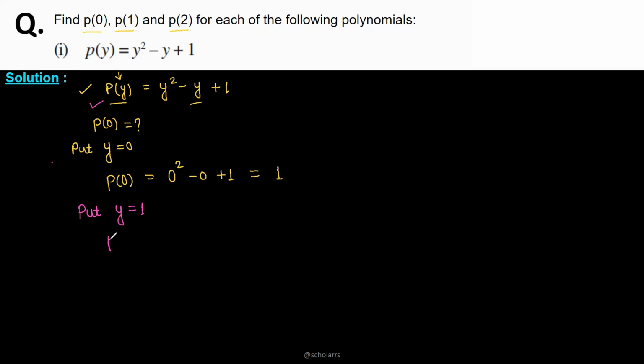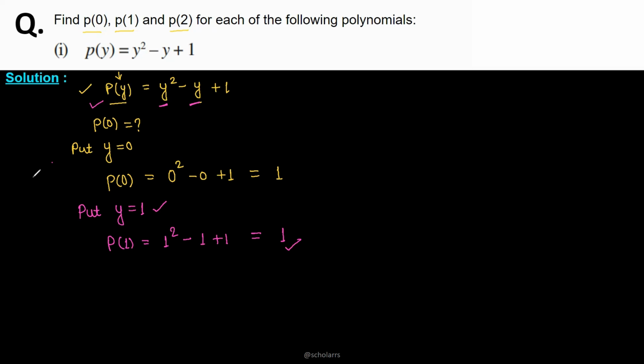So we'll get P1 is equal to y square means 1 का स्क्वायर माइनस, एट द प्लेस ऑफ y हम क्या रिप्लेस कर रहे हैं? 1 से रिप्लेस करेंगे, प्लस 1, राइट? सो लेट्स सी हियर, 1 square means 1, 1 plus 1 will give you 2, and 2 minus 1 will give you 1, right? It means value of polynomial P(y) at y is equal to 1 is 1, right? So ये हमारा वैल्यू हो गया P1 का.